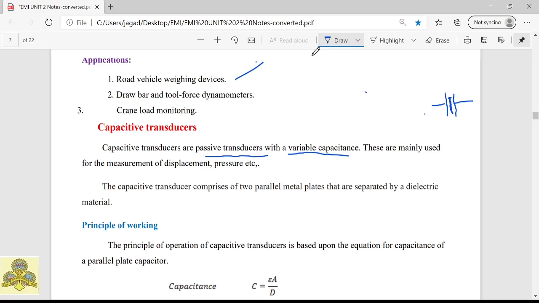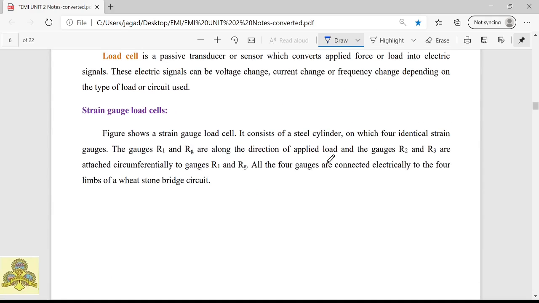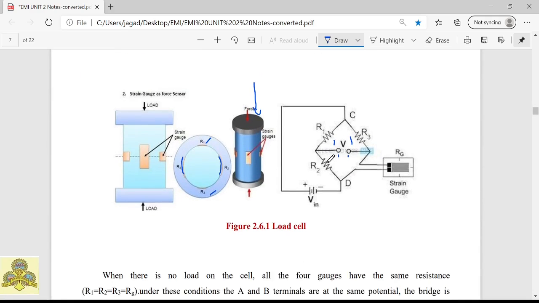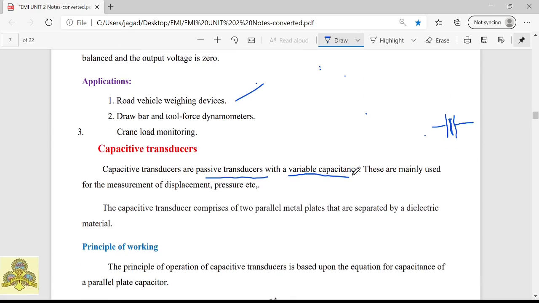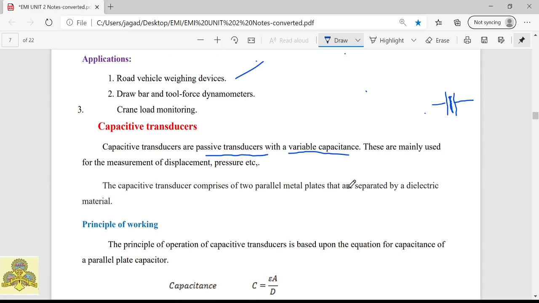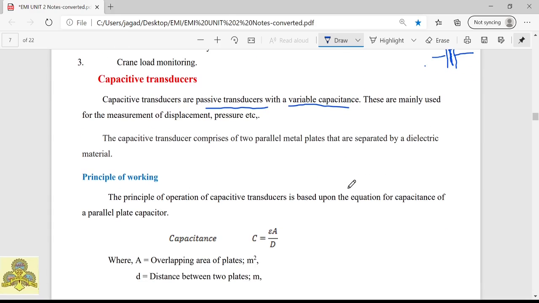In the last case, in the strain gauge load cell, we had a strain gauge with a variable resistance. Here we use the variable capacitance technique. These are mainly used for measuring displacement, pressure, etc., as I already said. The capacitive transducer comprises two parallel metal plates separated by a dielectric material. We already know the principal working of a capacitor. So how does it work?